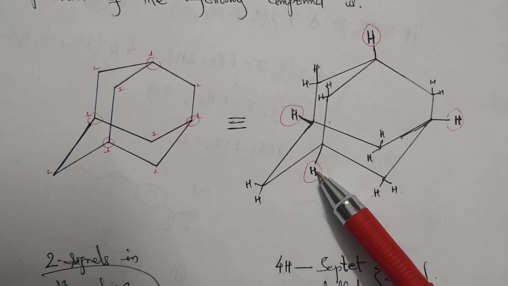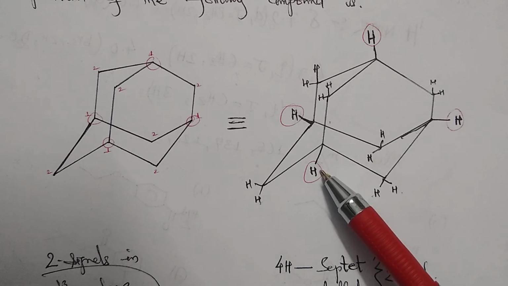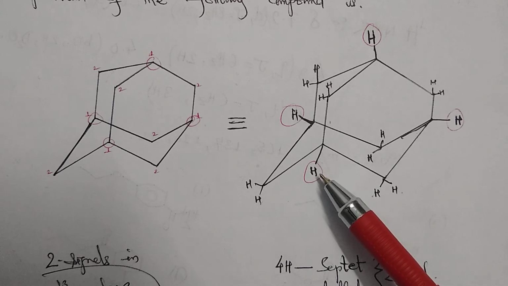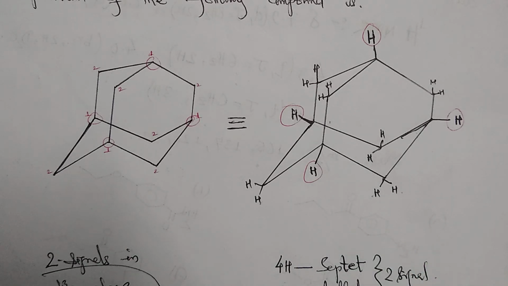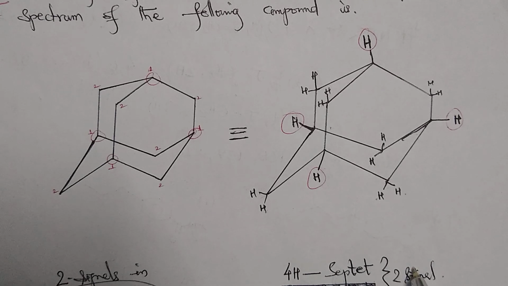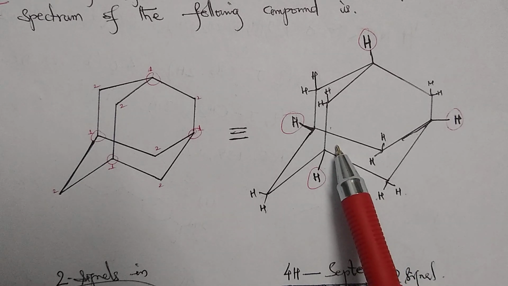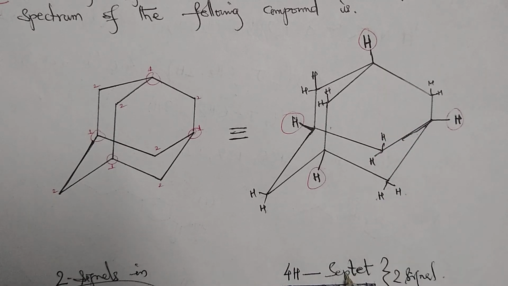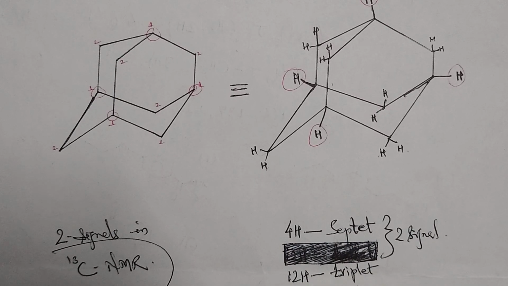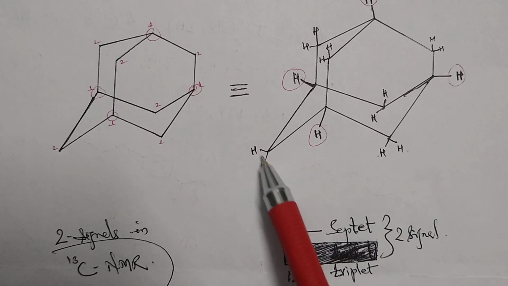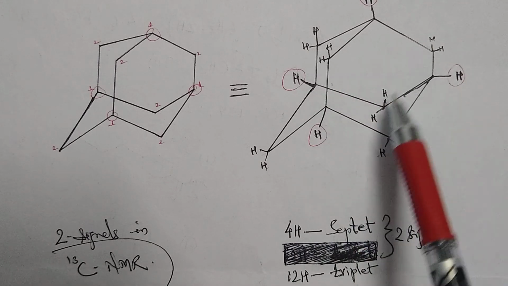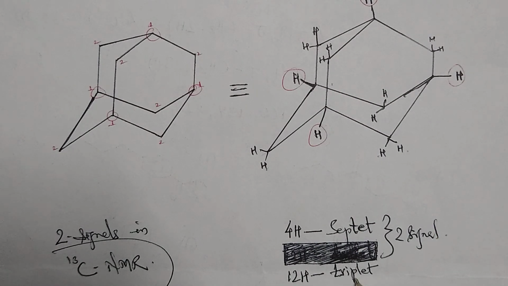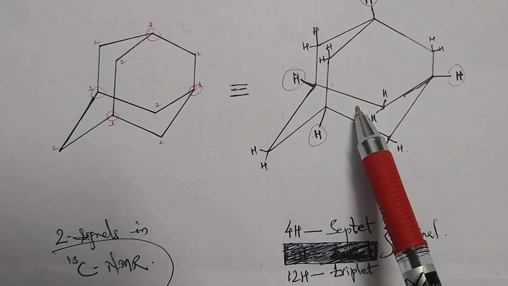So for this hydrogen we'll get a septet signal, which we have already discussed in the multiplicity of signals in proton NMR. Now here we'll get 2 signals in the proton NMR spectrum for this molecule. That is, 4 bridgehead hydrogens will give a septet multiplicity signal, and 12 hydrogens, that is these 2 hydrogens all together making 12, will give a triplet multiplicity signal. So altogether it will make 2 signals in the proton NMR for this molecule.